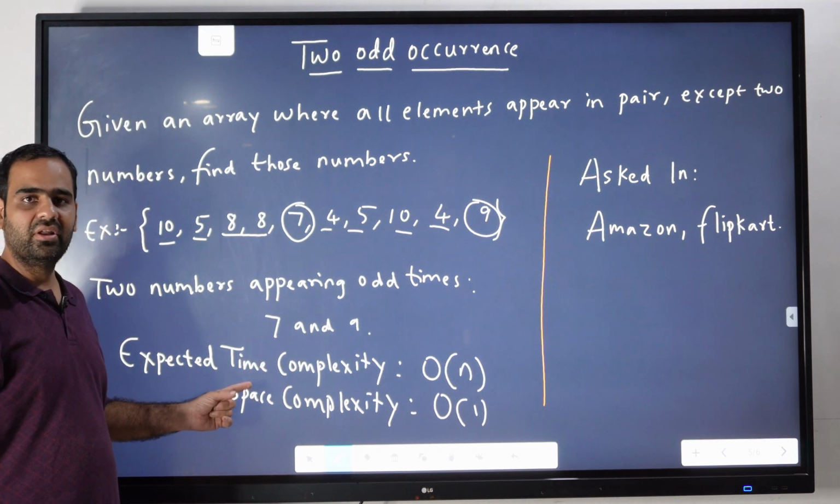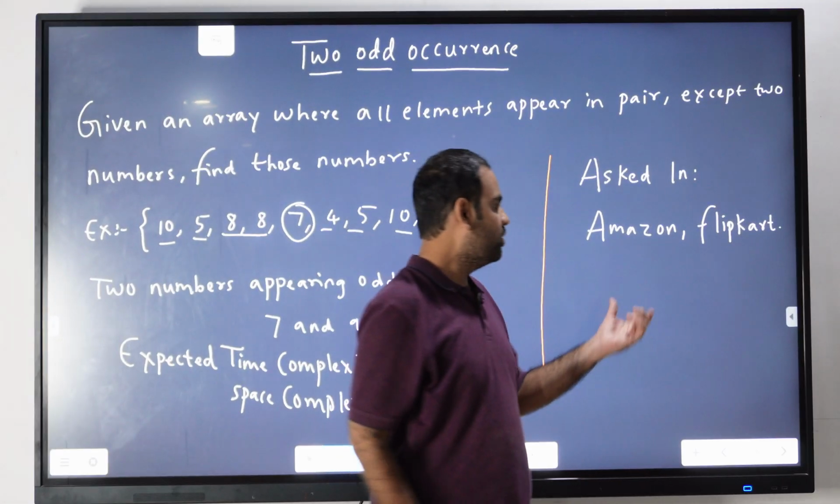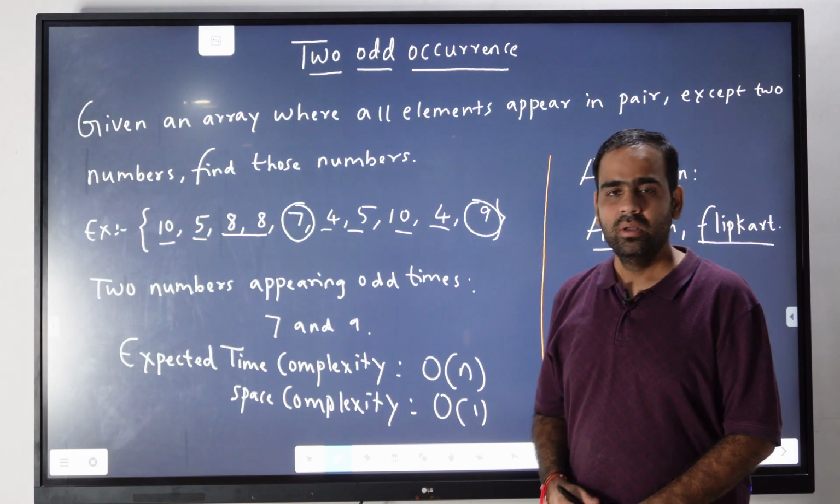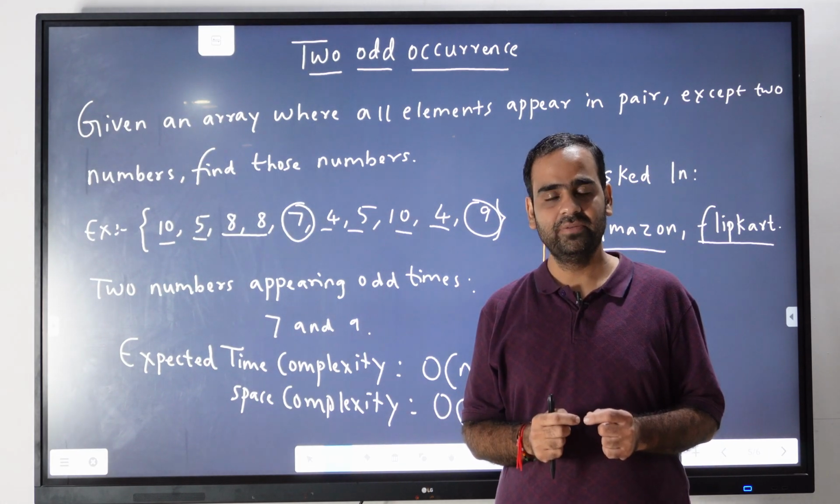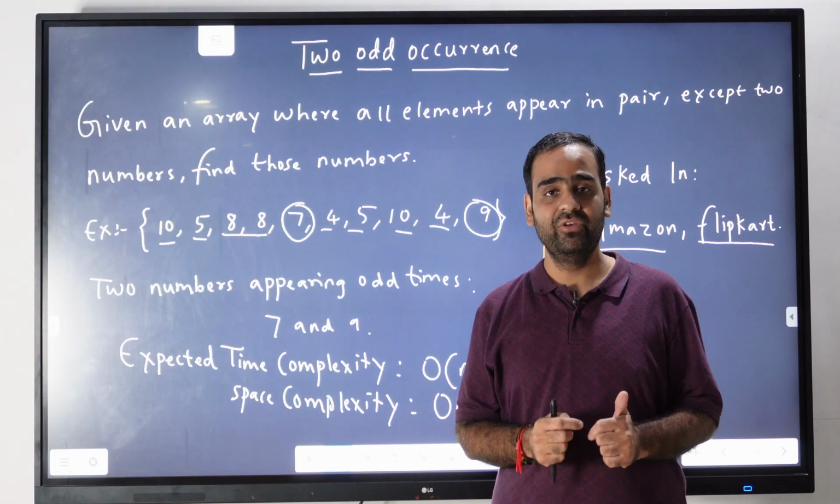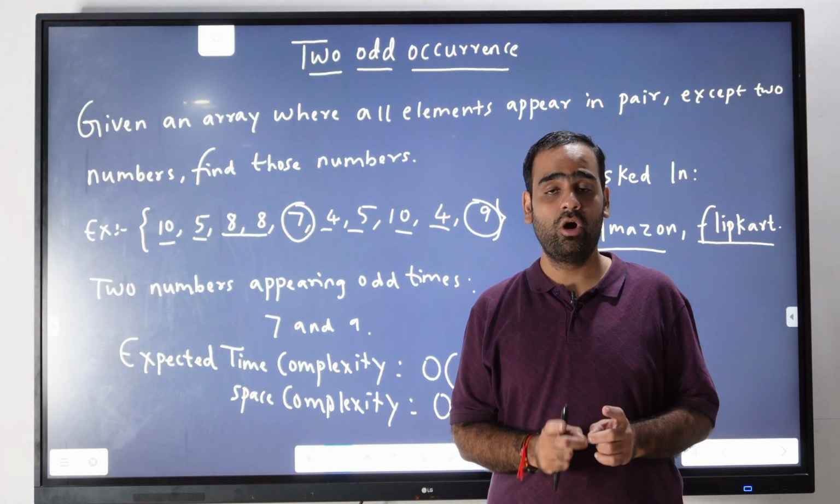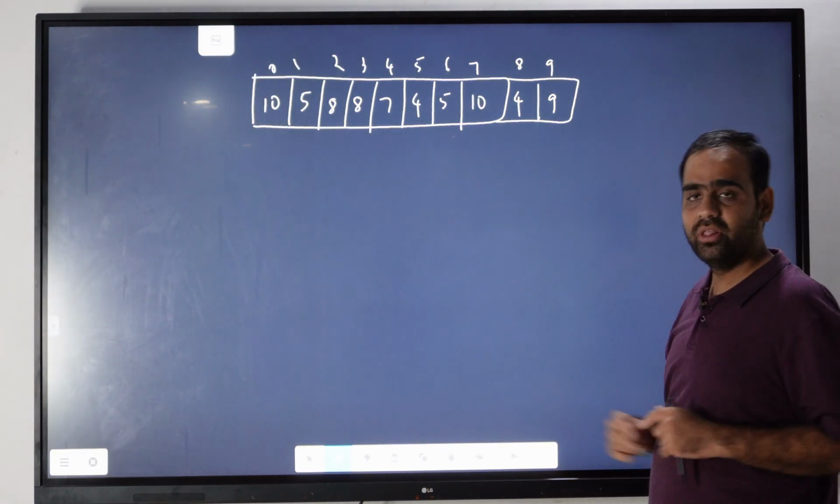Expected time complexity is big O n and the space complexity is big O 1. This question is asked in Amazon and Flipkart. Before you watch this video, I strongly suggest you watch my previous video on how to find one odd occurrence element of an array, because this is an extension of that.